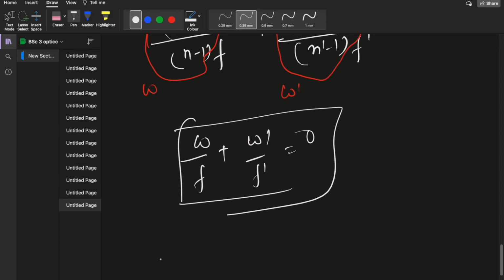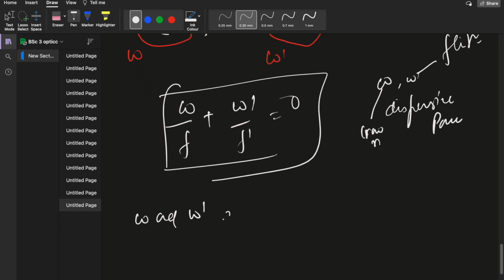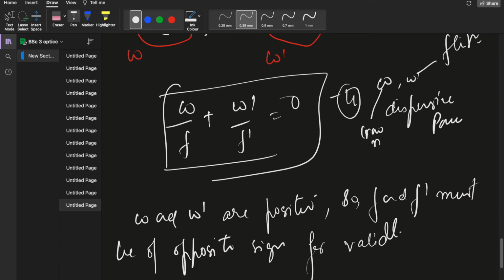So we know omega and omega dash are the dispersive powers, this for the crown material and this for flint. We know omega and omega dash cannot be negative, so these are always positive. So f and f′ must be of opposite sign for the validity of equation 4. Just to satisfy this equation, since omega and omega dash cannot be negative, f and f′ must be of opposite sign.